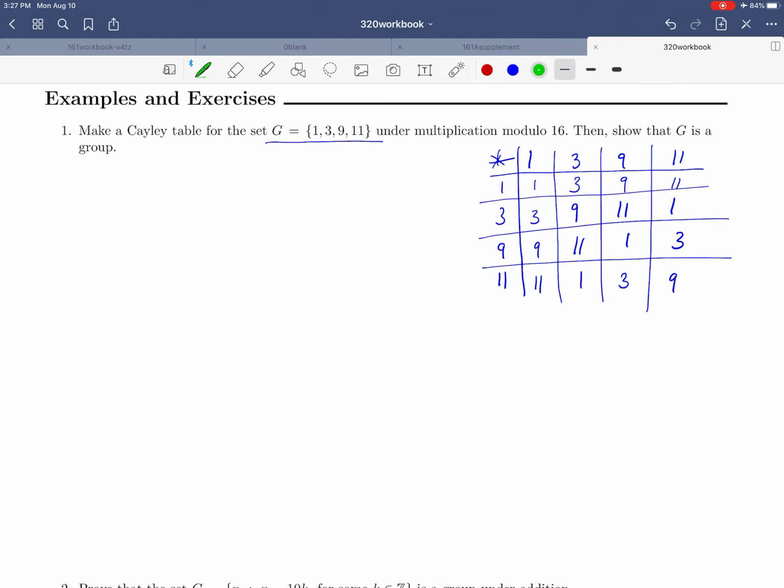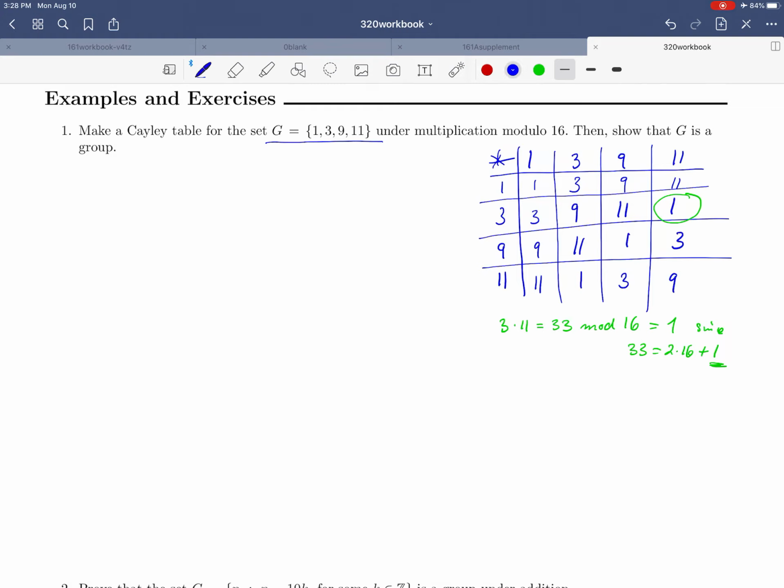And maybe just one that was interesting, let's write down the operations for 3 times 11. So 3 times 11, that is 33, but mod 16, I get 1, since 33 is 2 times 16 plus 1, and I'm looking at that remainder right here. That's the result of multiplication mod 16.